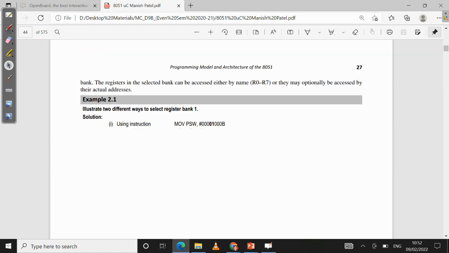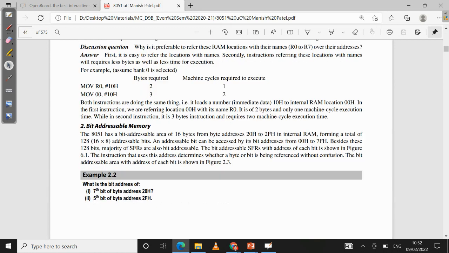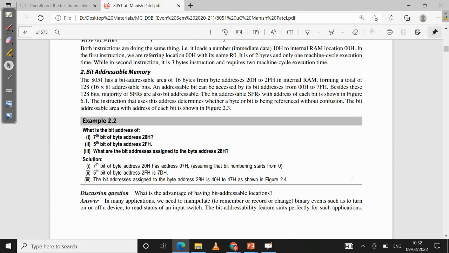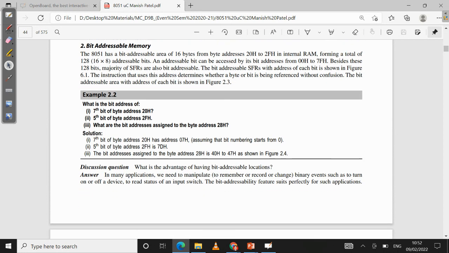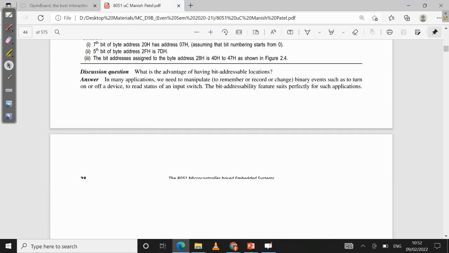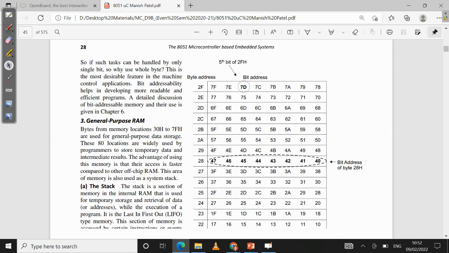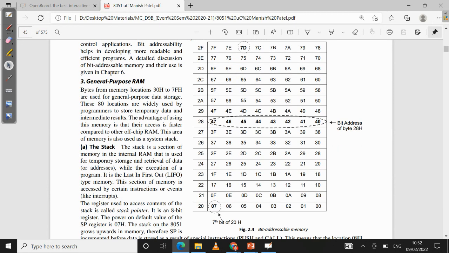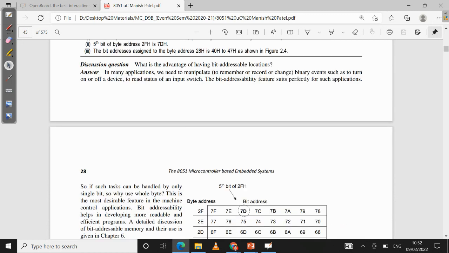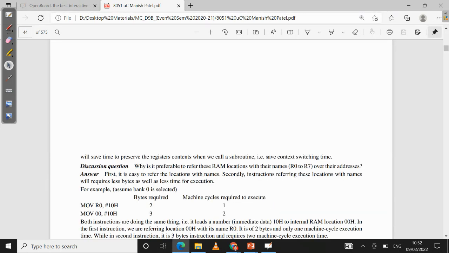So we have done this also. Then we have seen the bit addressable area. Yes, something more on the general purpose RAM. Yes, let me tell. Am I audible?